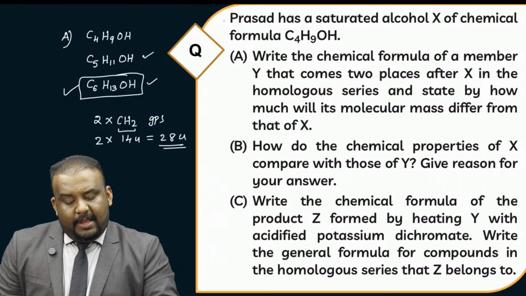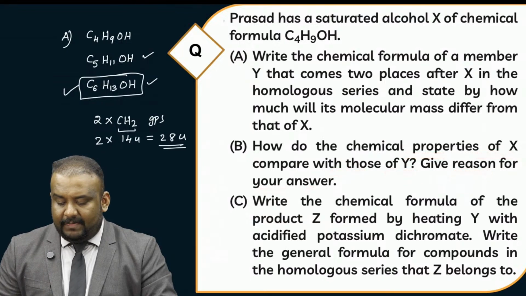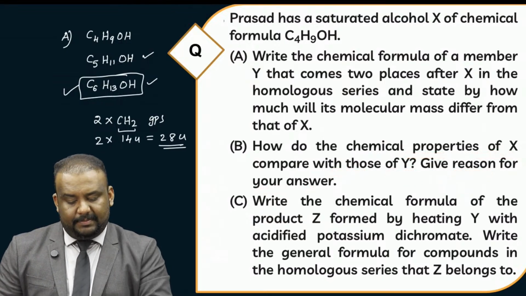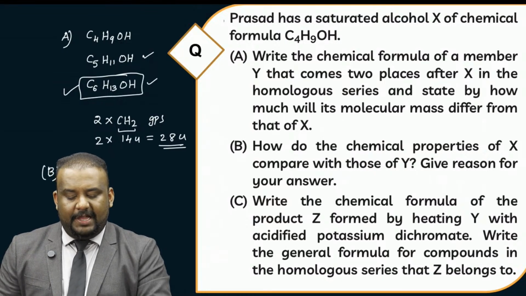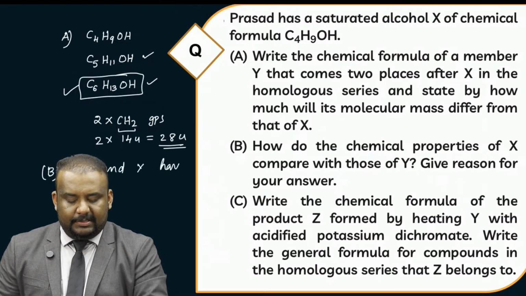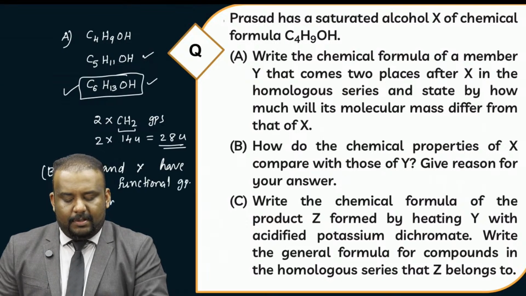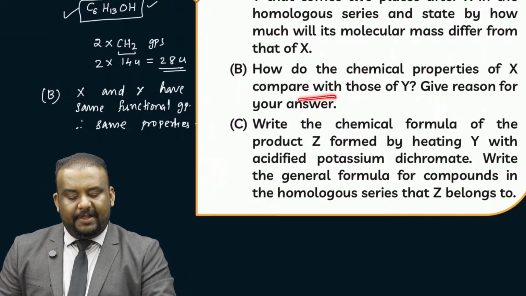Next, how do the chemical properties of X compare with those of Y? Give reason for your answer. What is the answer? See, X and Y have the same functional group, correct? So what is the advantage? Therefore, they will have the same properties. Their properties are going to be the same. So that's how you justify your answer.